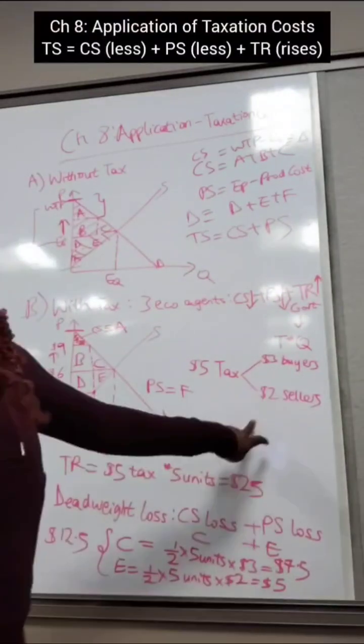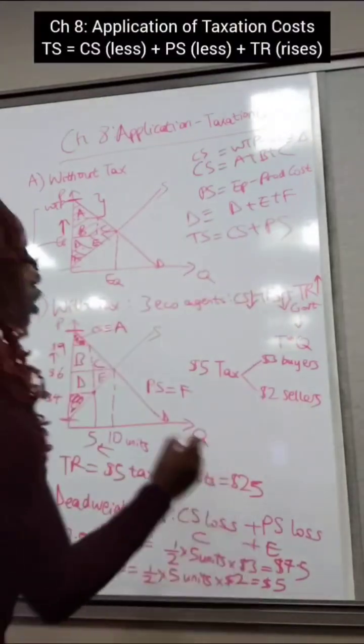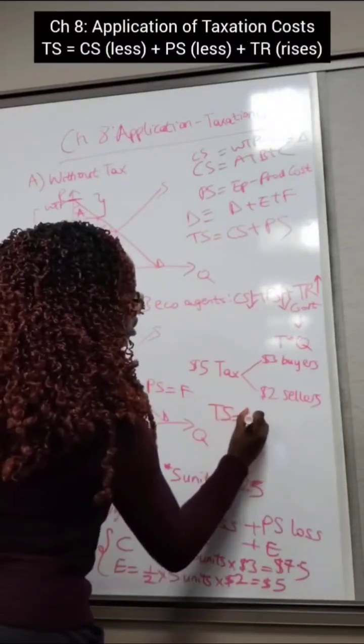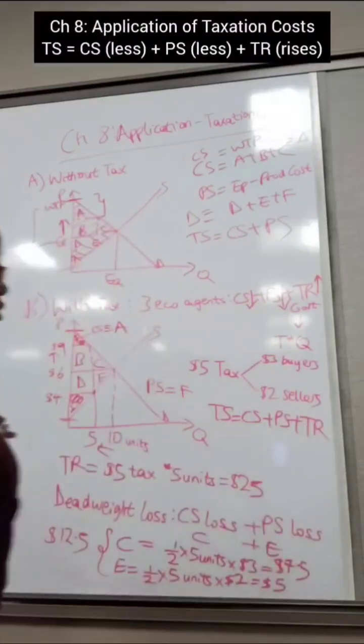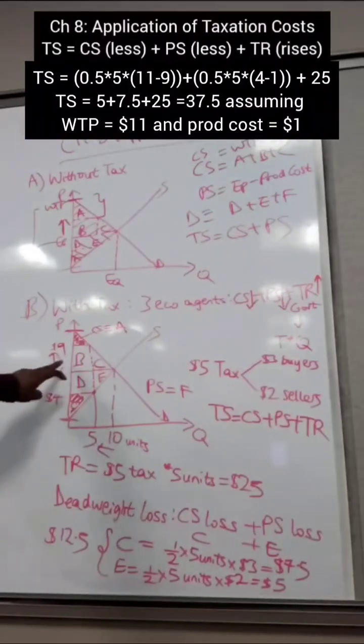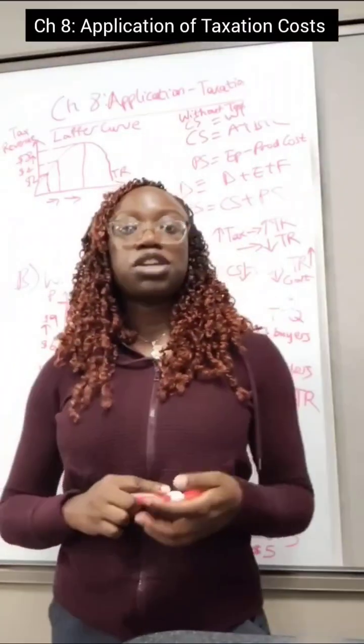How about the total surplus with tax? So we know that the total surplus without tax is just consumer surplus plus producer surplus. But the total surplus with tax is consumer surplus plus producer surplus plus total revenue, okay? So in this case, you calculate the consumer surplus. You could do the calculation by yourself. Okay, so the last thing I want to explain in chapter 8 is something called the Laffer curve.